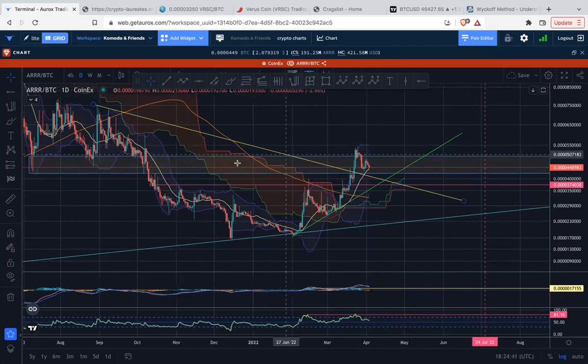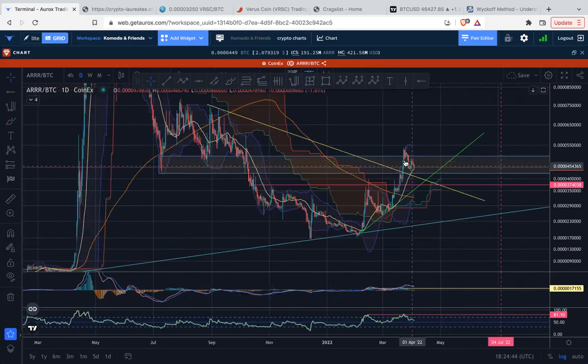Deviation up here above our box, back down into the box.